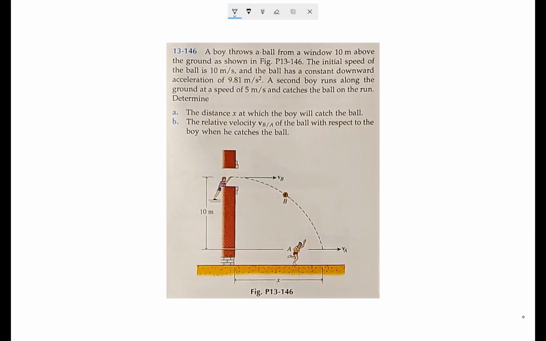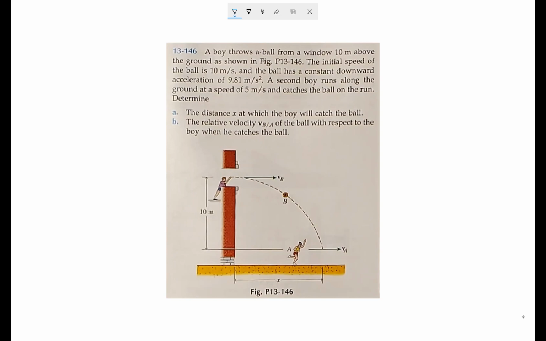A second boy runs along the ground at a speed of 5 meters per second and catches the ball on the run. Determine A, the distance x at which the boy will catch the ball, and B, the relative velocity v b relative to a of the ball with respect to the boy when he catches the ball.